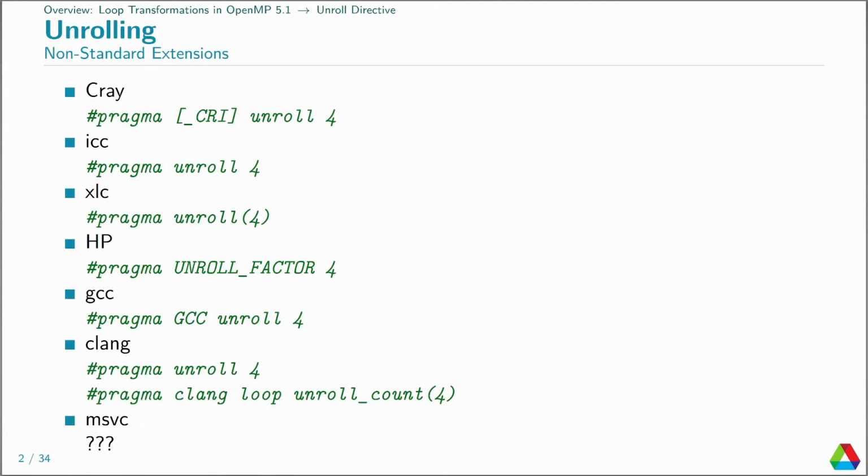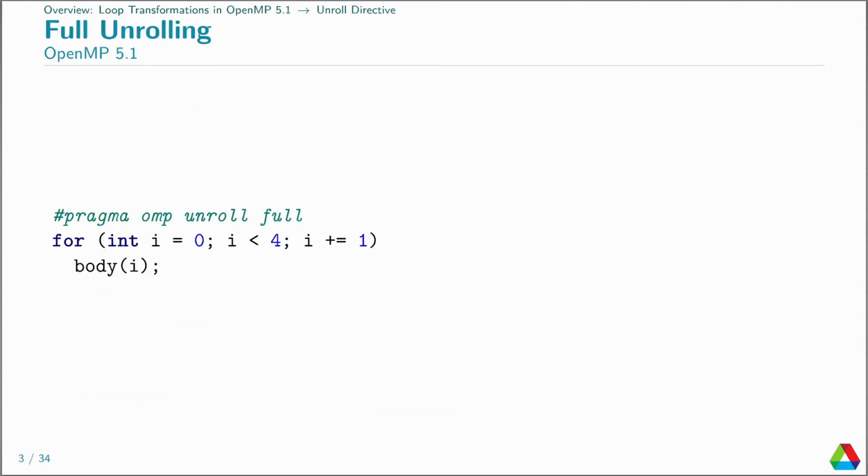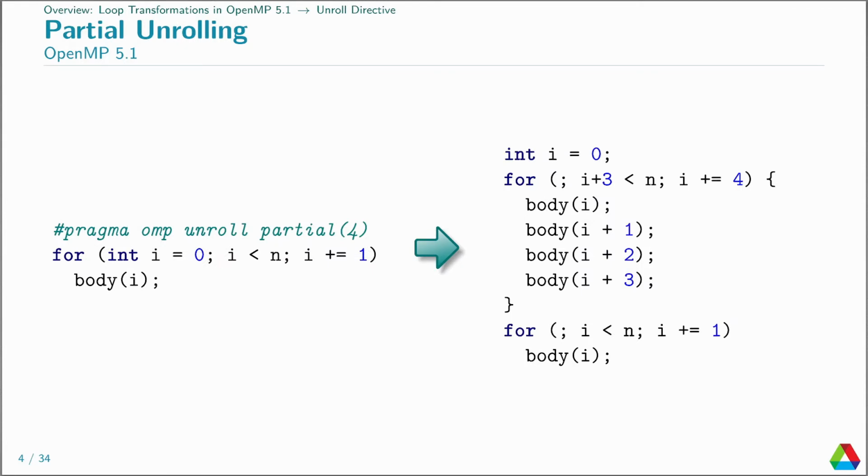Even before OpenMP 5.1, several compilers had already implemented some kind of unroll directive, but with different syntaxes, shown here. With OpenMP, we had the idea to standardize these under a common syntax, which works across multiple compilers. So pragma omp unroll full would stand for the same code, but with an unrolled loop, and would behave the same way as if the user had written the unrolled code in the first place.